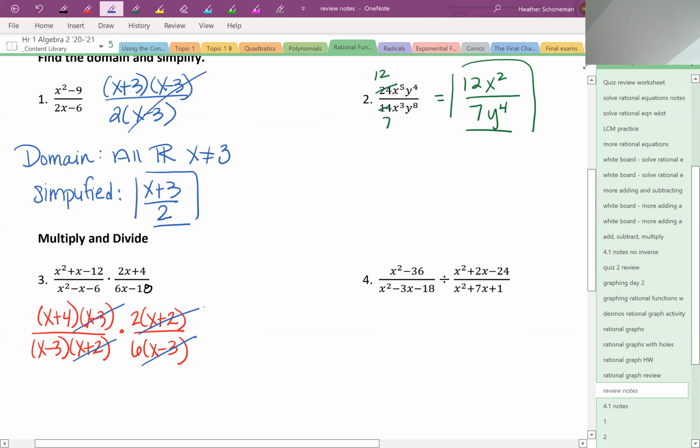That said, the 2 and the 6 don't make a group because there's no pluses or minuses with them, and you can cancel things outside of the group if they happen to reduce, and 2 and 6 do. I can do 1 and 3. So when I'm done, on the top, I have 1 times x plus 4, and the 1 is not necessary to write. On the bottom, I have 3 times x minus 3. So I'll write that, but I'm not going to multiply it back out. I leave it factored.